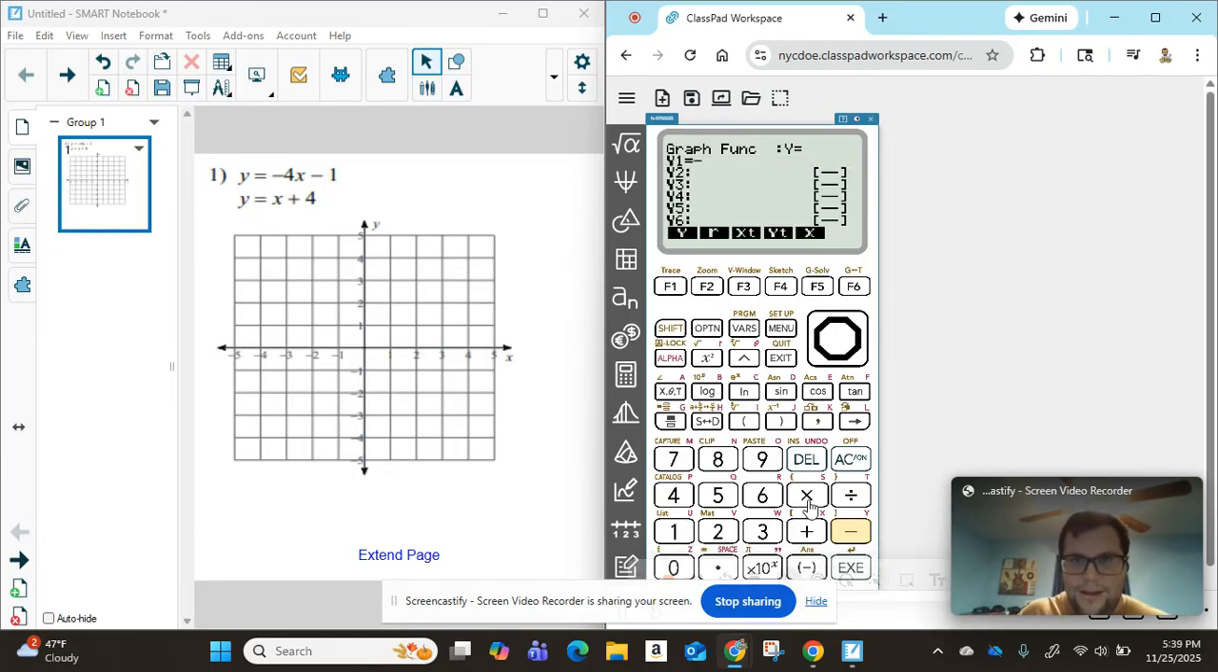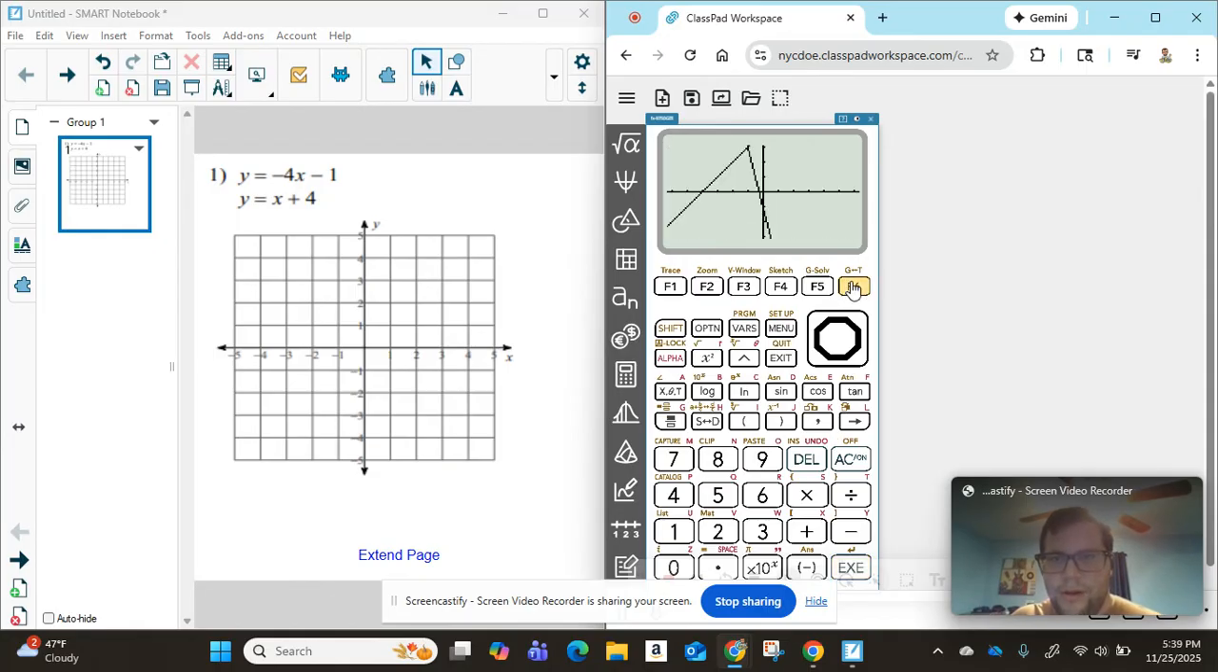So negative 4x, this key right here, minus 1, okay? We hit the x key, the EXE key. Now we do x plus 4, okay? And then we hit the EXE key. And then we're going to draw the graph.